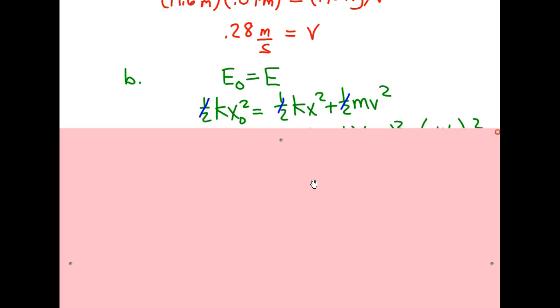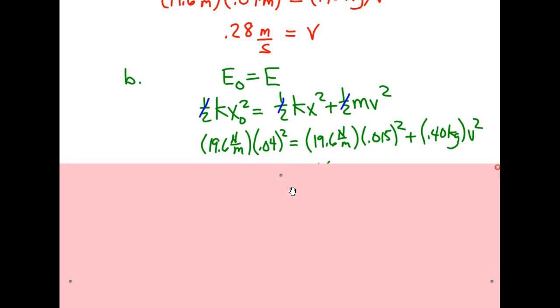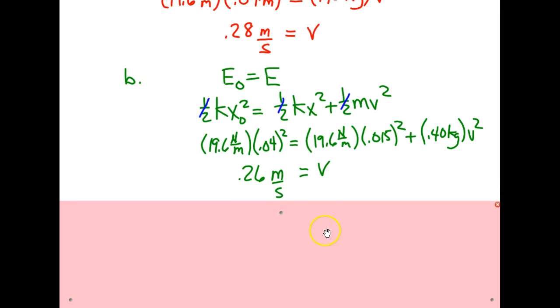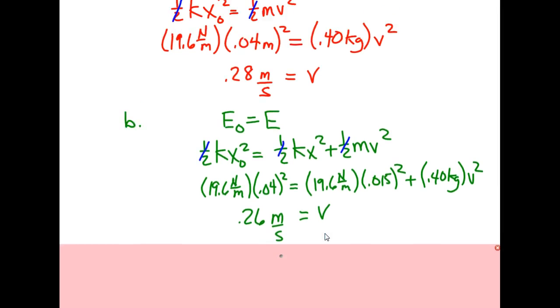Still a half in every term, so we can go ahead and cancel that. Substitute. We have our spring constant 19.6 newtons per meter times our initial compression 0.04 squared equals 19.6 newtons per meter times our final compression 0.015 meters squared, plus our mass 0.40 times v squared. Solve algebraically for v, and we get 0.26 meters per second.